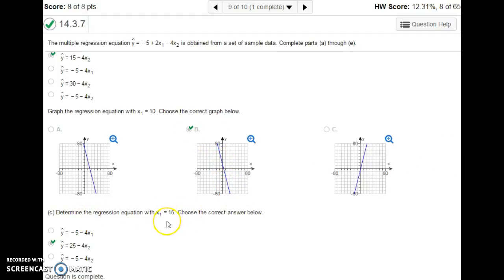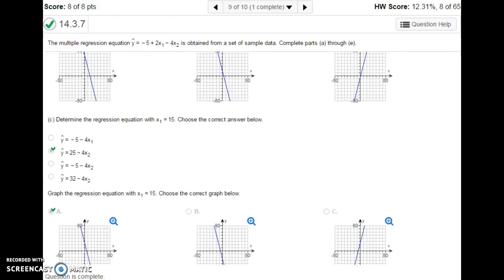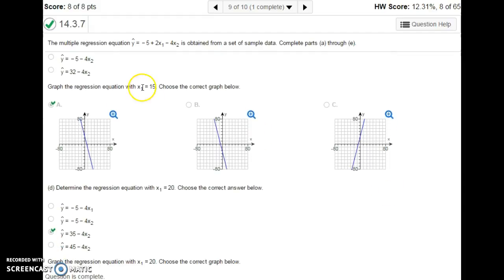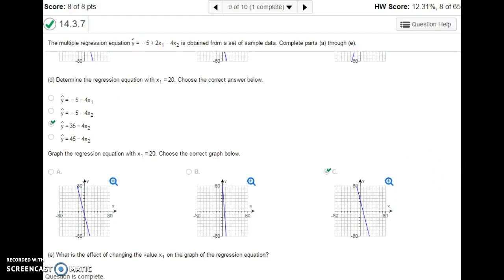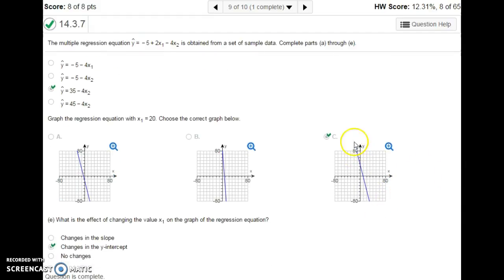For the next part, plugging in a 15, you get 30. And combine that with the minus 5, you get 25. So now we have a y-intercept of 25 and still that minus 4 slope. So look at the two with the minus 4 slope. This is the one that has the y-intercept at 25. And then do the same thing again for the next part. Plug a 20 in there. You get 40 minus the 5 is 35. So we're looking for a y-intercept of 35 and the minus 4 slope.